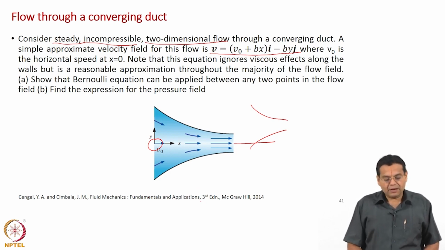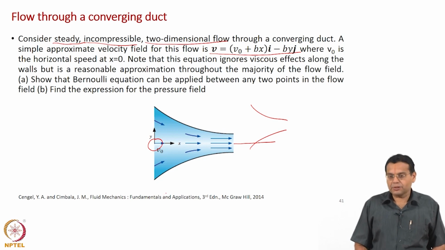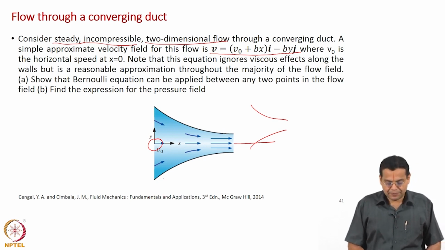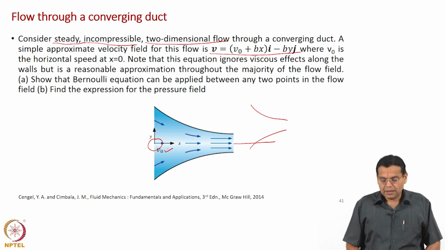And where v naught is the horizontal speed at x equal to 0, and that is what is denoted here. And remember, the y component of velocity is 0 at y equal to 0. So, along the central line there is no y component of velocity. As we have seen earlier, that is a symmetry line.